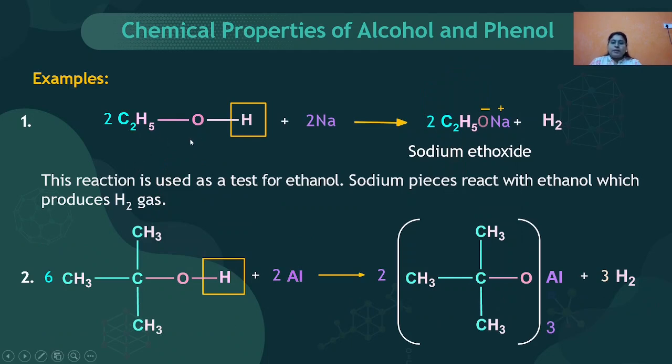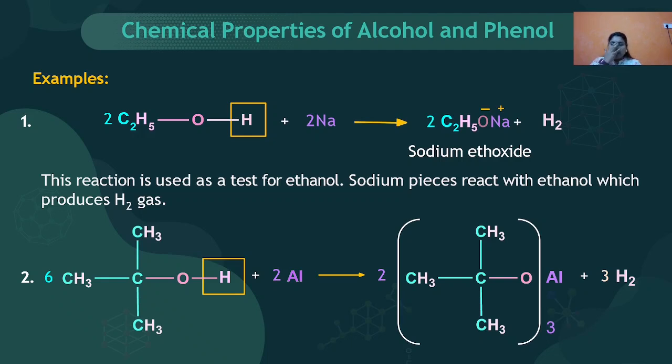The experiment which we have done is given in the form of an equation here: 2 moles of C2H5OH plus 2Na gives 2 moles of C2H5ONa plus H2. Here, C2H5OH is ethanol, in the sense that an ethyl group is attached to the OH group, that is the alcohol. OH is the functional group of alcohol.